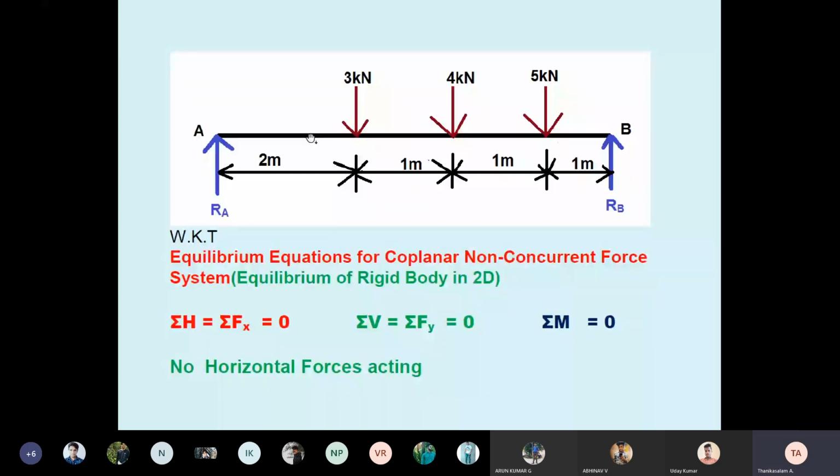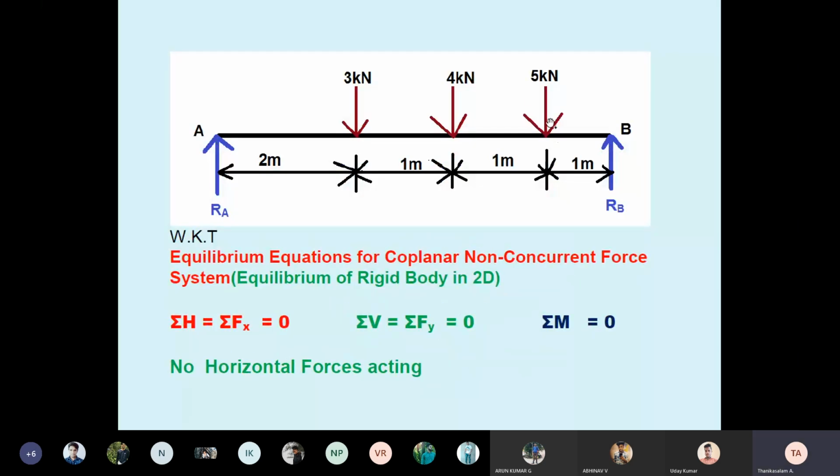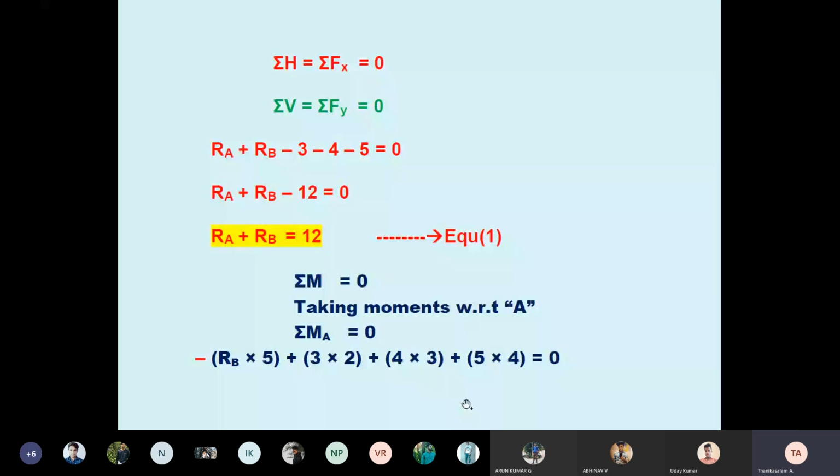See here, the first force 3 is 2 meter from the reference point. Therefore 3 into 2. The second force, 4 kilonewton: what is the distance from the reference point? 2 plus 1, or 3. That's why I have written 4 into 3. Then 5 is acting here. What is the distance from reference? 2 plus 1 plus 1, 4. So 5 into 4. Students, always remember the moments about the reference point, where the force is acting, equal to 0.